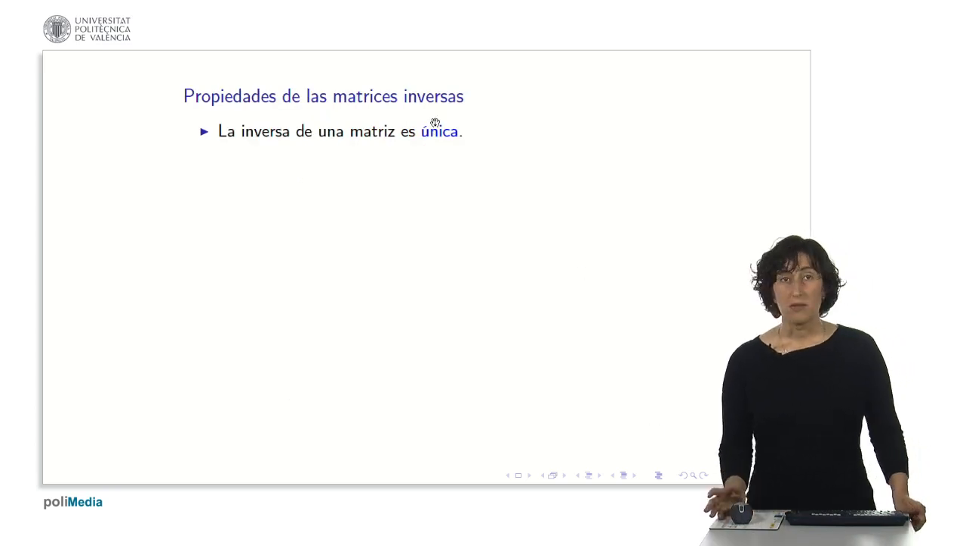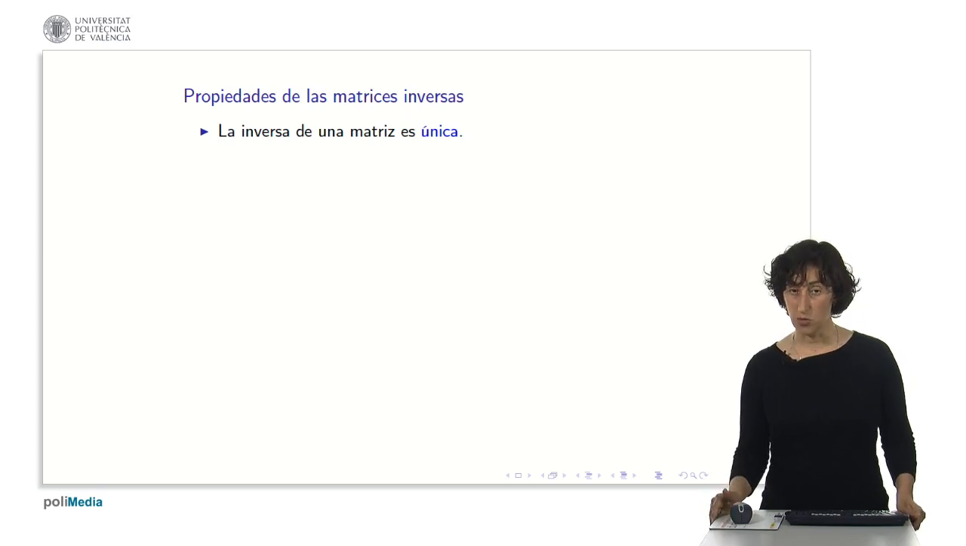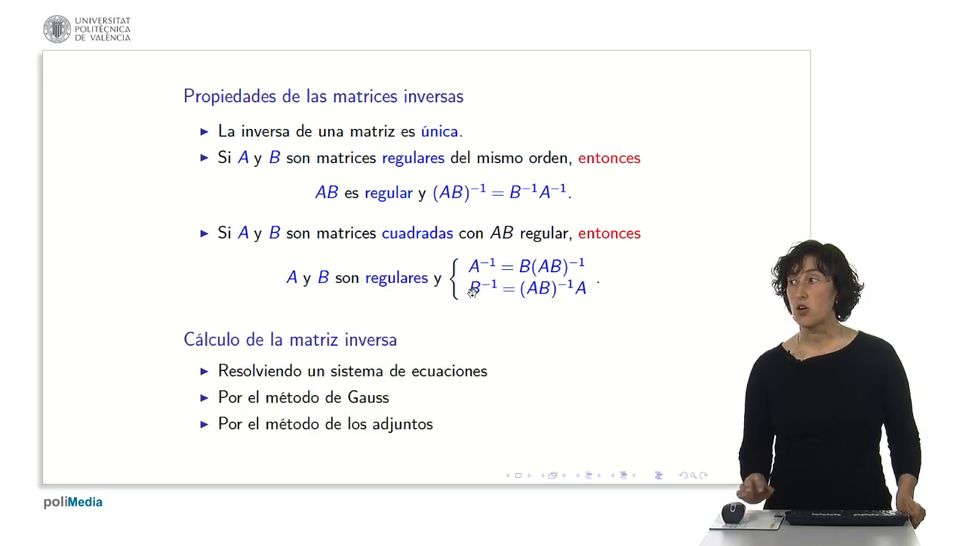What properties does the inverse matrix fulfill? Well, the inverse matrix of a matrix is unique, which simplifies things, since we all have to obtain the same result. If I obtain an inverse matrix of a matrix, then that is always the one, and it cannot be another. It is unique. If two matrices are regular, then their product is also regular. That is, if A and B are invertible, then A times B will also be invertible, and its inverse is related to the inverses of A and B. And the same thing happens the other way around. If I have two matrices whose product is invertible, then the two matrices are also invertible, and their inverses are related to each other in this way. Well, these are the properties that are fulfilled for inverse matrices.